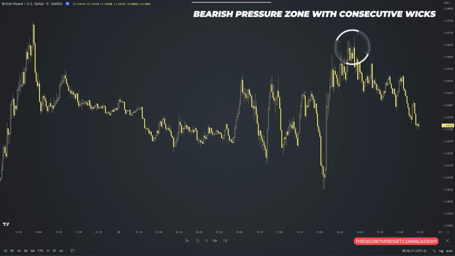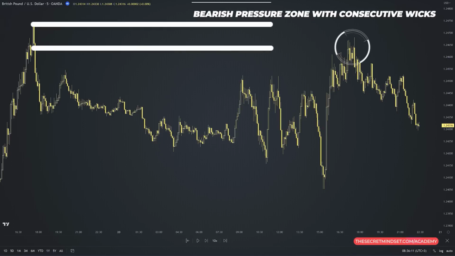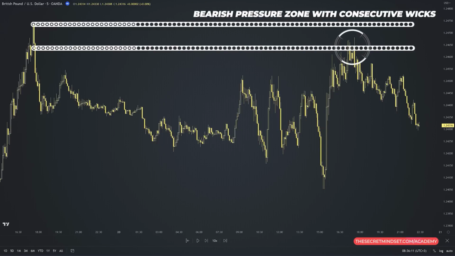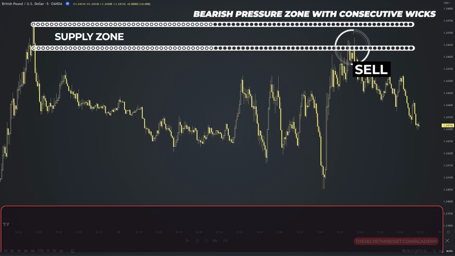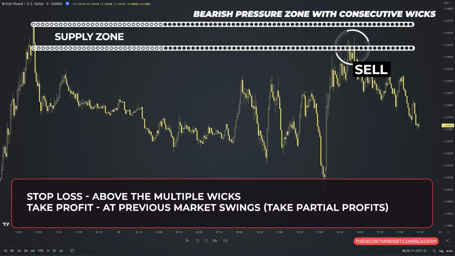Here's a bearish pressure zone. Observe the consecutive wicks, indicating buyers are losing their strength. On its own, this area is not relevant, but it appeared at the supply zone, where sellers started a strong downward wave. This is a decent setup. Stop loss placement is obvious, above the multiple wicks, and you target the next demand zone or double the amount you've risked. Either way, take partial profits as the price goes in your favor.